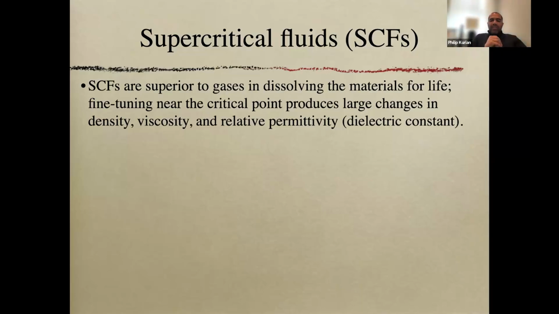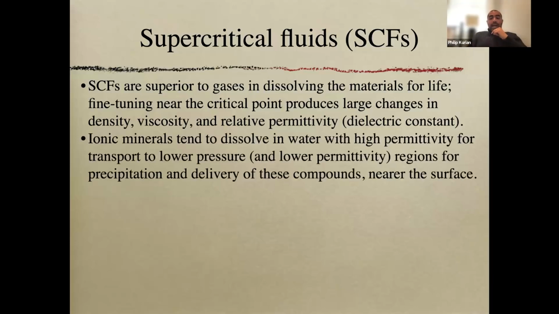So, for example, if you have gas giant planets that are mostly made of helium or hydrogen, or let's say methane and ethane in a gaseous form, in supercriticality some of these become much better at dissolving the materials for life, and water is no different. So fine-tuning near that critical point produces very large changes, not only in density and viscosity, but relative permittivity, which allows, of course, the dissolution of ionic compounds and the delivery of those ionic compounds elsewhere.